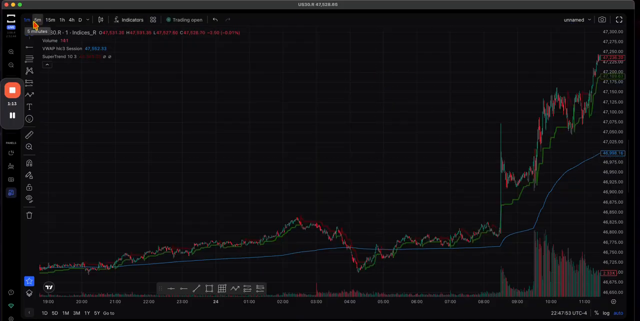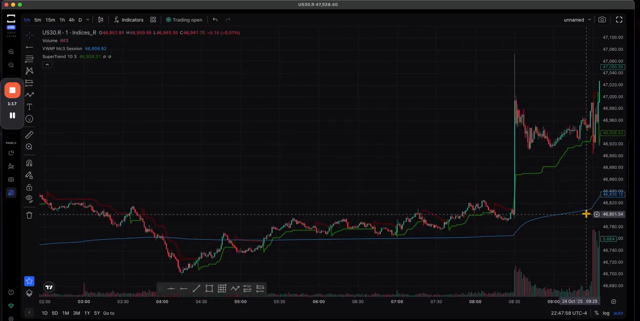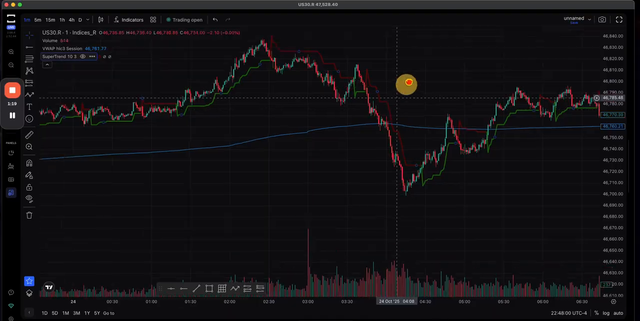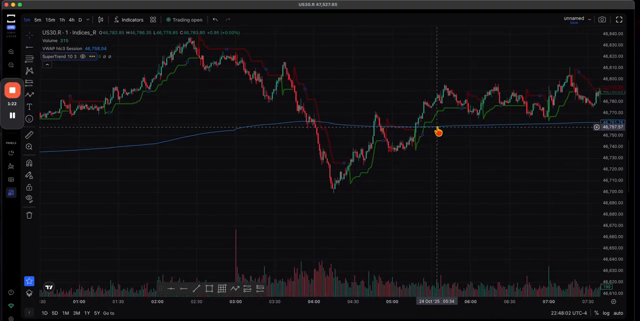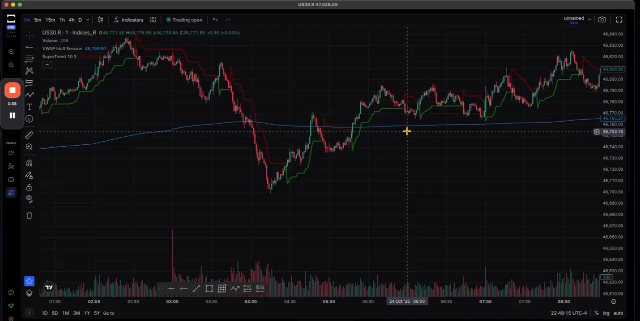This is on a 1 minute chart on US 30, right? Really, really simple, guys. It doesn't get any more simple than this. This is the VWAP line, like volume weighted average price. We won't get into what that is. Just know that if you are above this line, you are going to be looking for buys. If you are below this line, price below this line, you're going to be looking for sells.